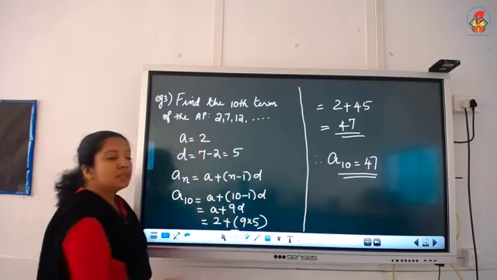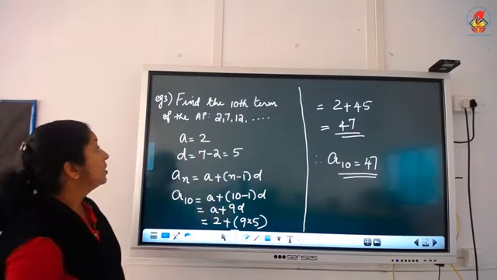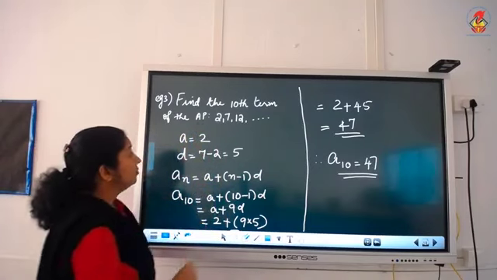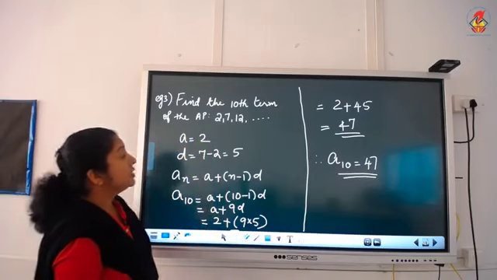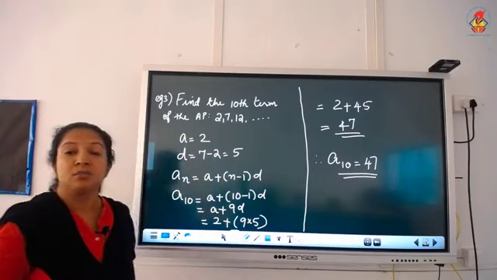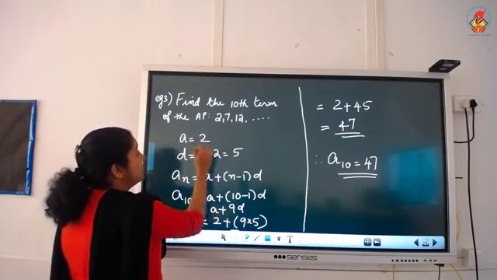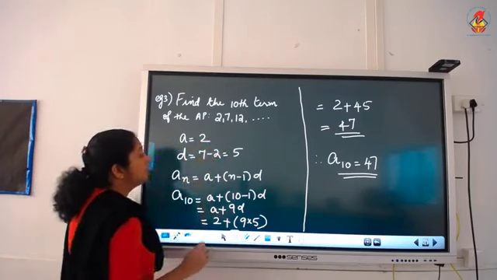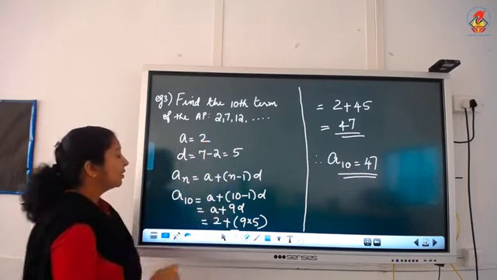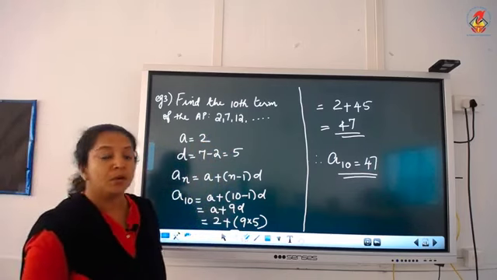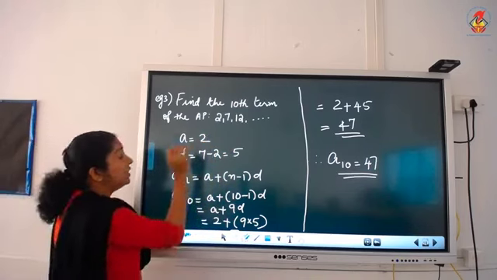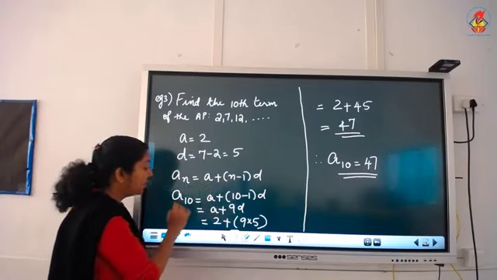So here an AP is given: 2, 7, 12, etc. It is asked to find the 10th term of an AP. 10th term of an AP means A10. So from this we can write A is equal to 2, D is equal to 7 minus 2, which is 5. So An is equal to A plus n minus 1 into D. So we need A10. Instead of n we can give 10.